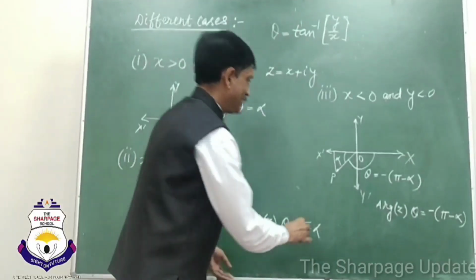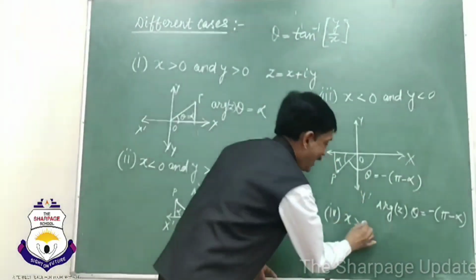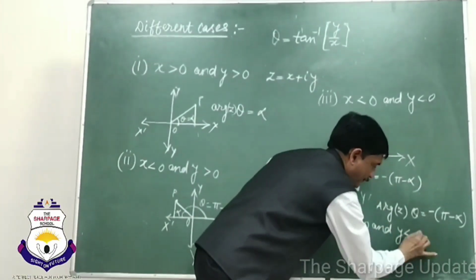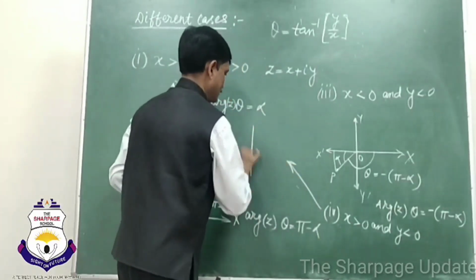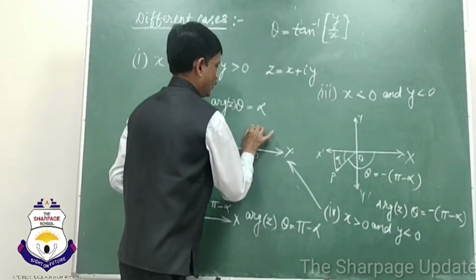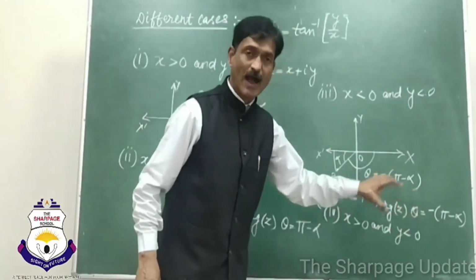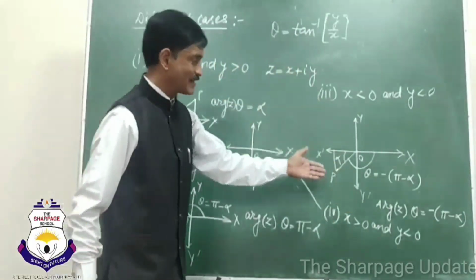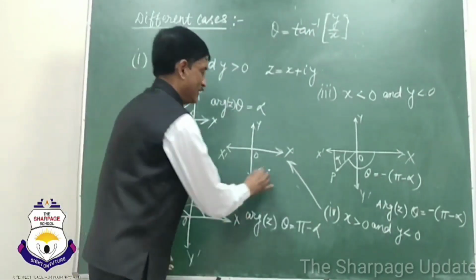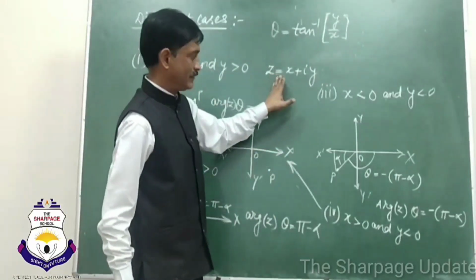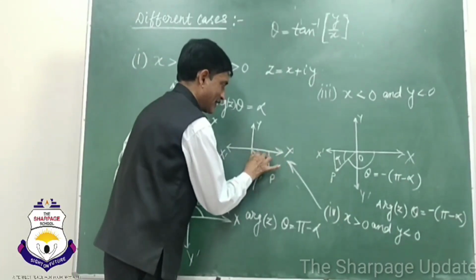And the last case, the fourth case, when x is greater than 0 and y is less than 0. X is greater than 0 and y is less than 0. So in this case, suppose XOX' and YOY'. Here you can see x is greater than 0, it means x is positive, y is less than 0, it means y is negative. So this complex number will lie in the fourth quadrant of this argand plane. Here point P represents a complex number z when x is greater than 0 and y is less than 0, and the acute angle is alpha.